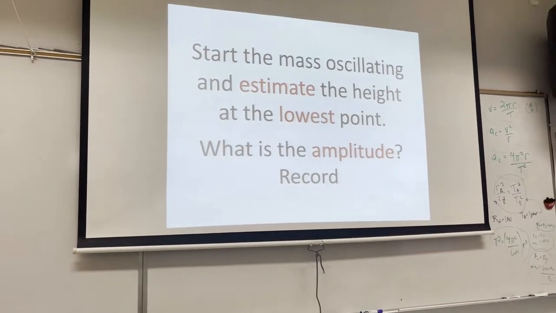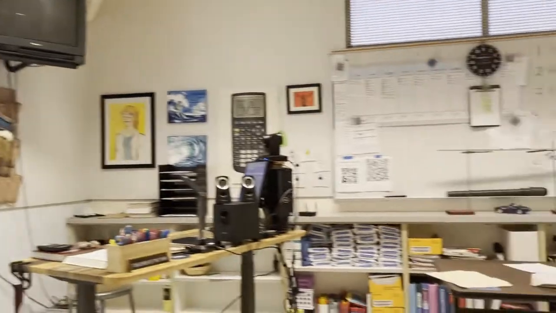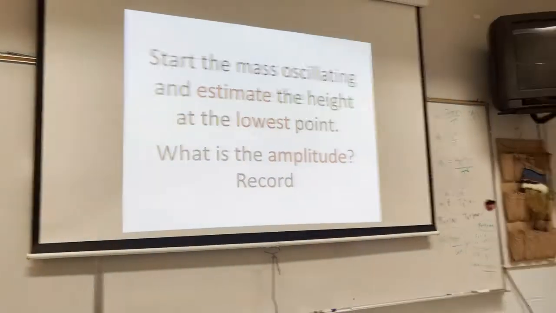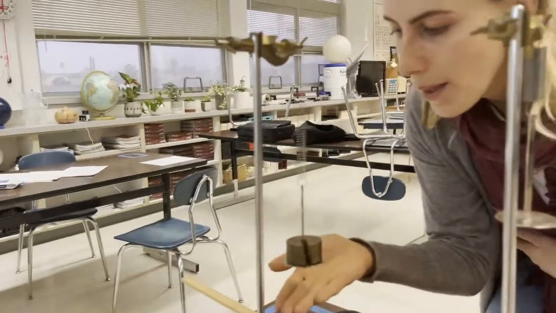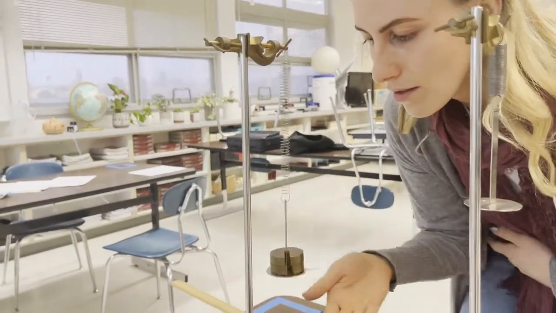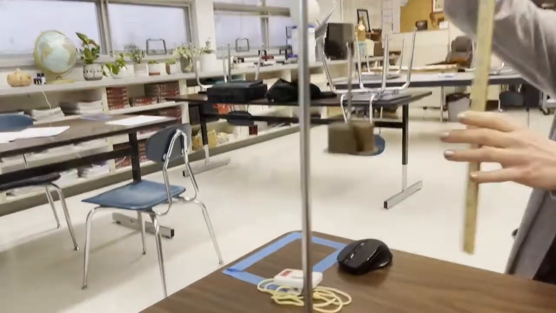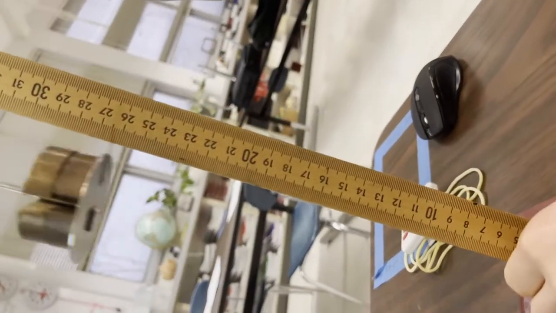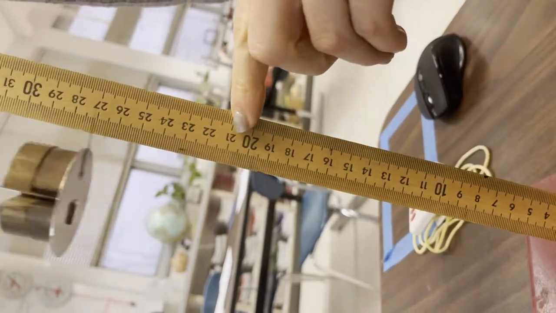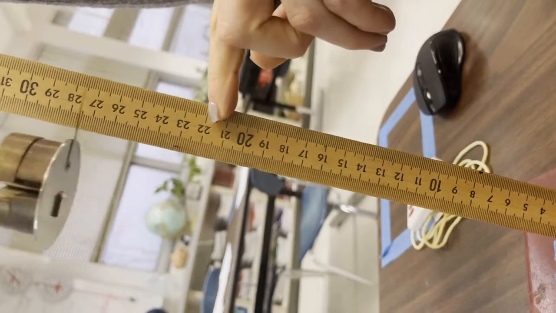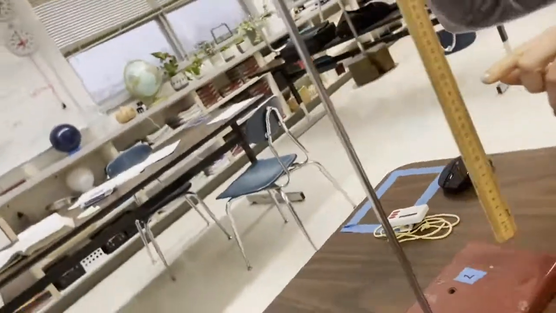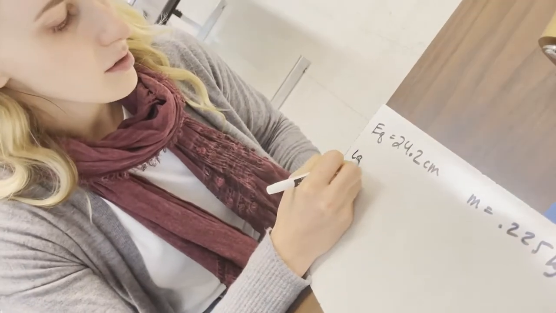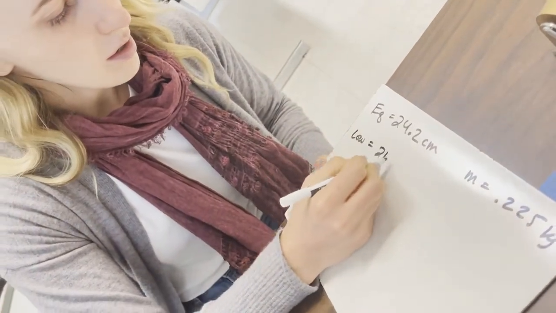Start the mass oscillating and estimate the height at the lowest point. What is the amplitude? I'm going to try as best I can. We're going to have to estimate here. I'm going to need your guys' help. Right there, it's about 21 centimeters. So lowest is 21 centimeters.